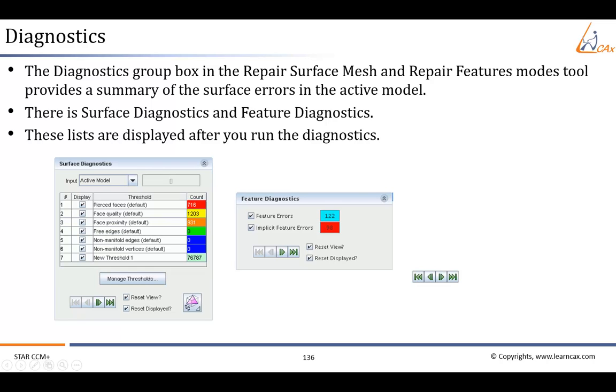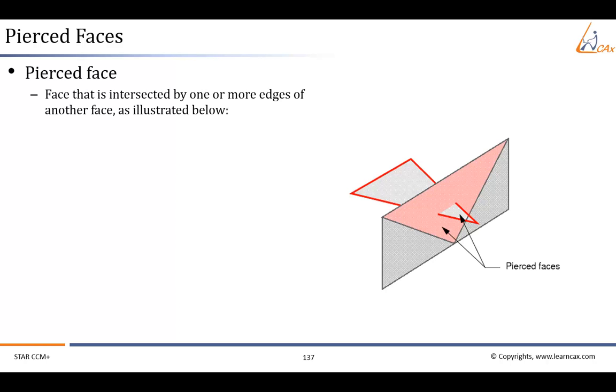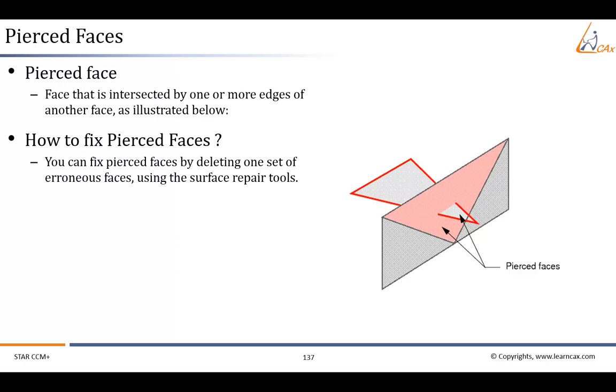Let us discuss one by one the different errors found during diagnostics. First, we will see what a pierced face is. A pierced face is a face that is intersected by one or more edges of another face. How do we fix pierced faces? You can fix pierced faces by deleting one set of erroneous faces using the Surface Repair tool. This operation typically leaves free edges which you must also fix.